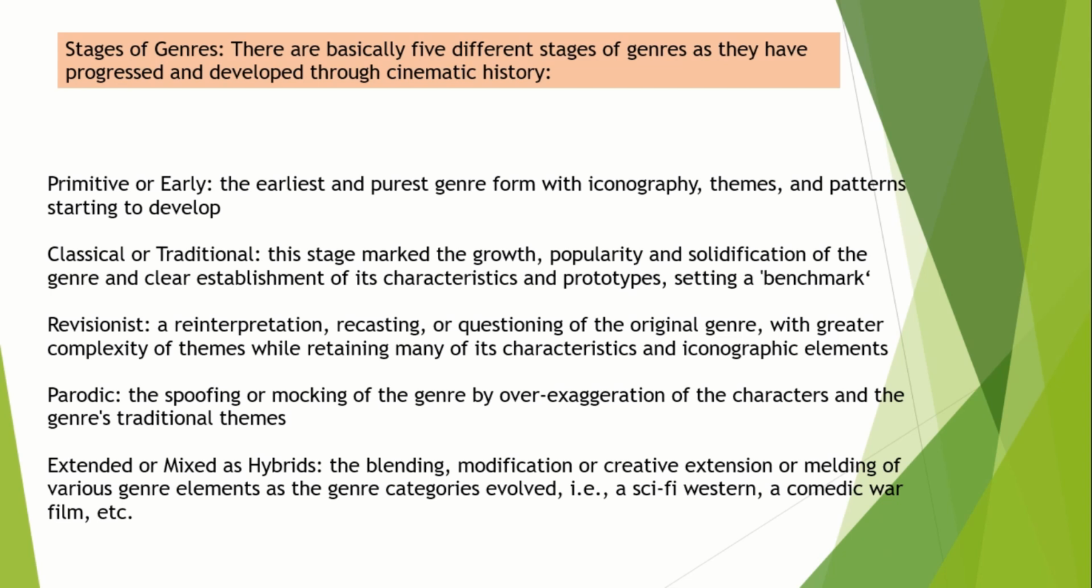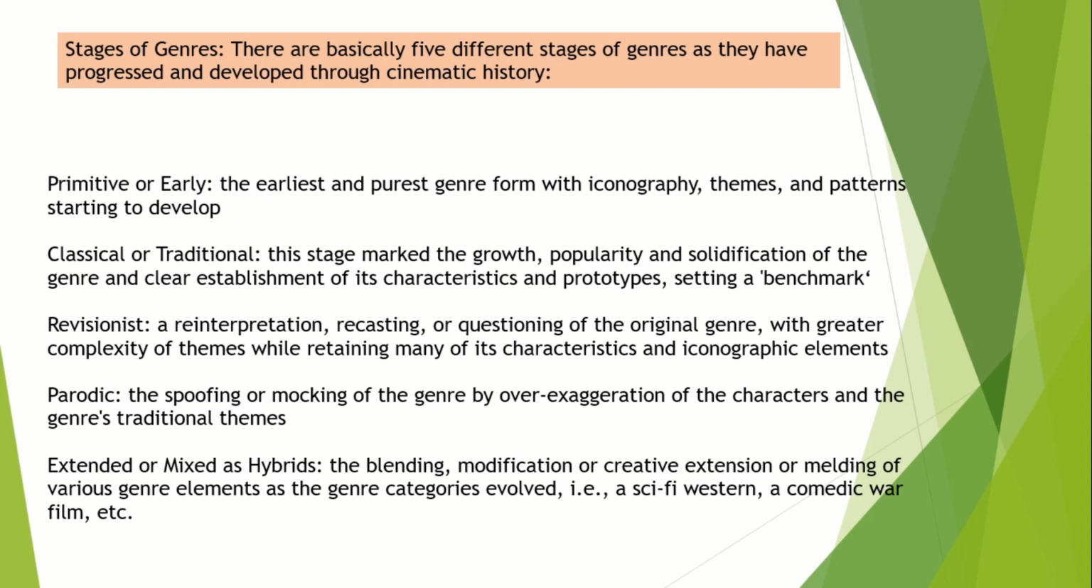There are stages of genre. These are the basic five different stages of genre as they have progressed and developed through cinematic history. Number one, primitive or early. The earliest and purest genre form with iconography, themes, and patterns starting to develop. Second, the classical or the traditional. This stage is marked with growth, popularity, and solidification of the genre, and clear establishment of its characteristics and prototypes, setting a benchmark. Third, revisionist, a reinterpretation, recasting, or questioning of the original genre with greater complexity of themes while retaining many of the characteristics and iconographic elements.